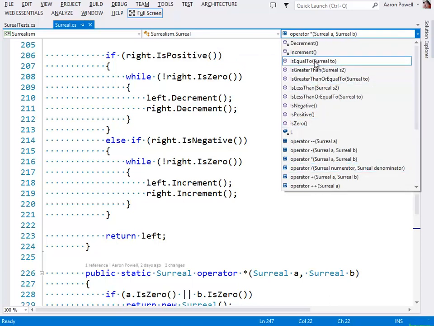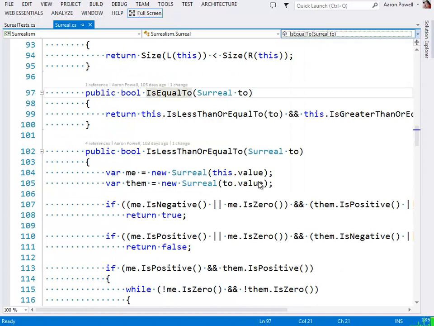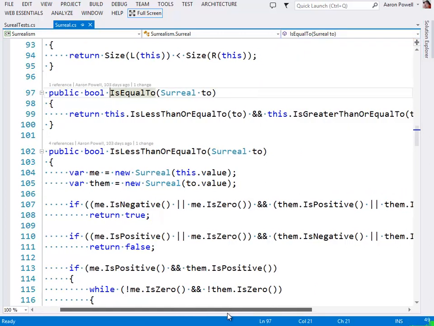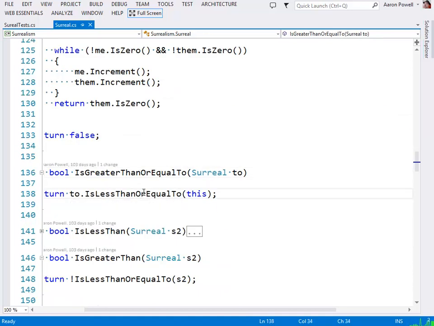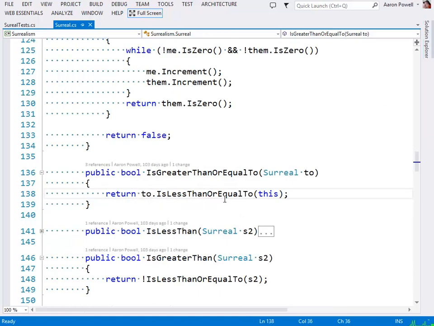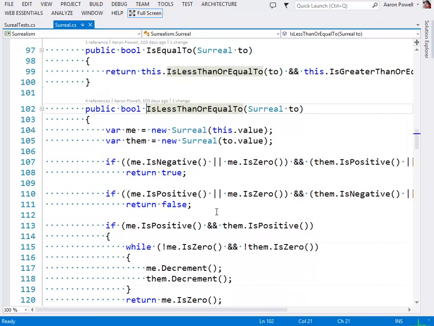I will start with is equal to. I haven't implemented the operators for this. This was originally from the JavaScript source material that I was working with. So something is equal to when it is both less than or equal to and greater than or equal to, because the less than and the greater than cancel each other out and make them direct equality. Then greater than or equal to is when the right-hand side is less than or equal to the left-hand side, and then ultimately we get down to the actual less than or equal to value.